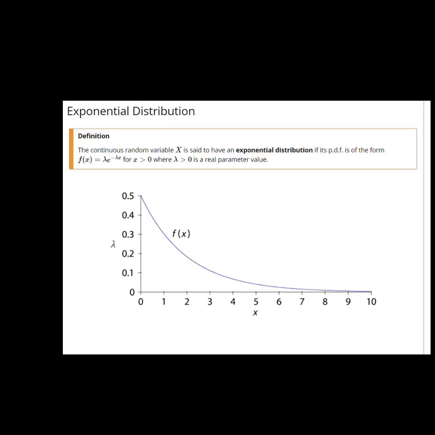The exponential distribution. A continuous random variable, x, is said to have an exponential distribution if its probability density function is of the form f of x equals lambda times e to the minus lambda x for x positive. Here, lambda is a positive number, a real parameter value for the distribution.